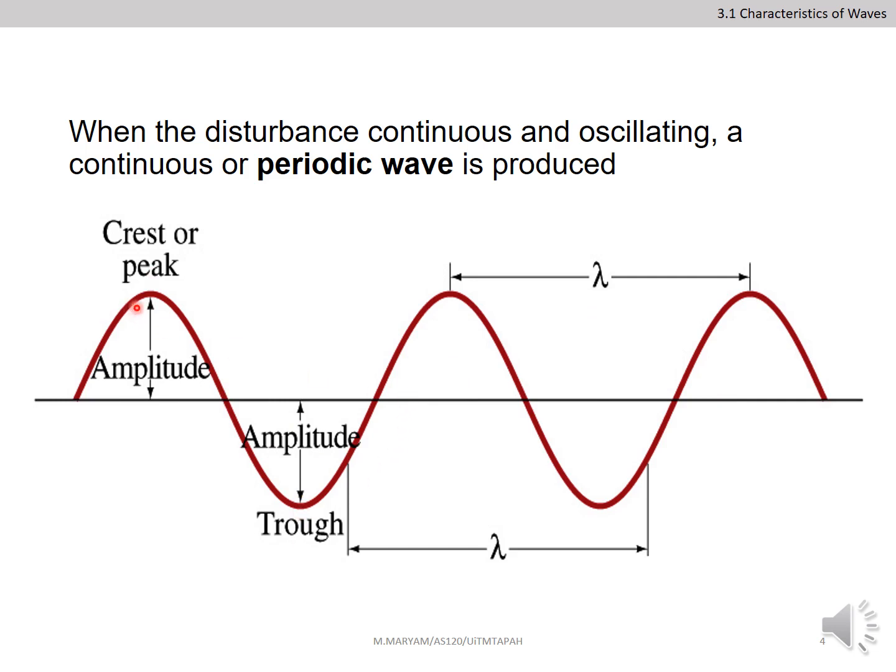As you can see here, when two successive parts meet, which is known as crest to crest, we can measure a lambda, the wavelength, or we can measure by using a trough. Trough meets trough, so we can measure a lambda. Whether you want to measure the lambda from crest point to crest point or from trough point to trough point, it depends on you.